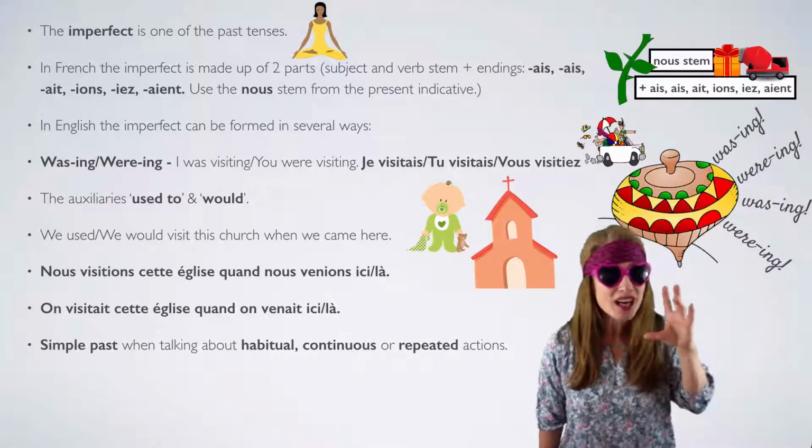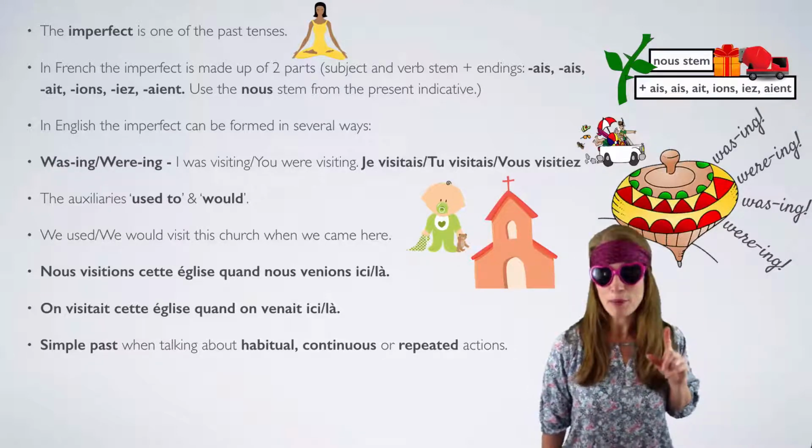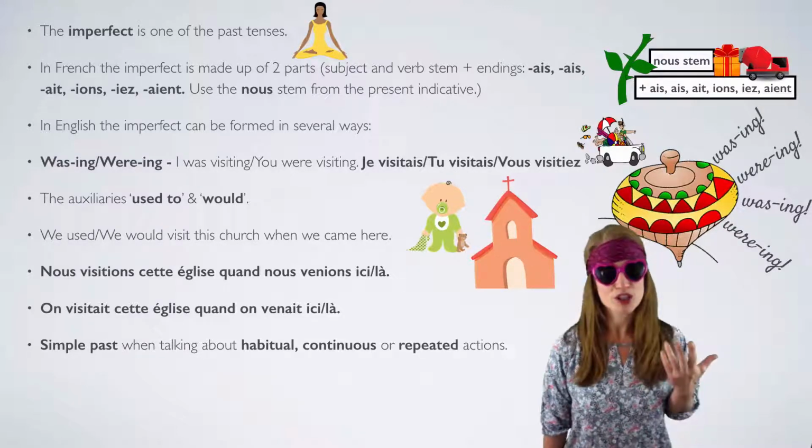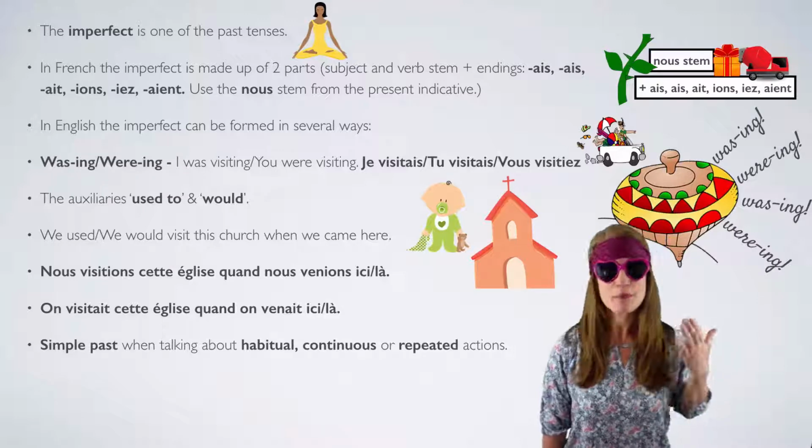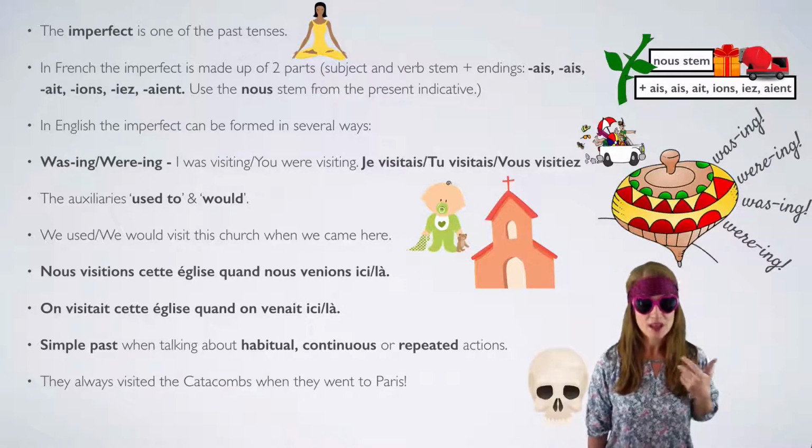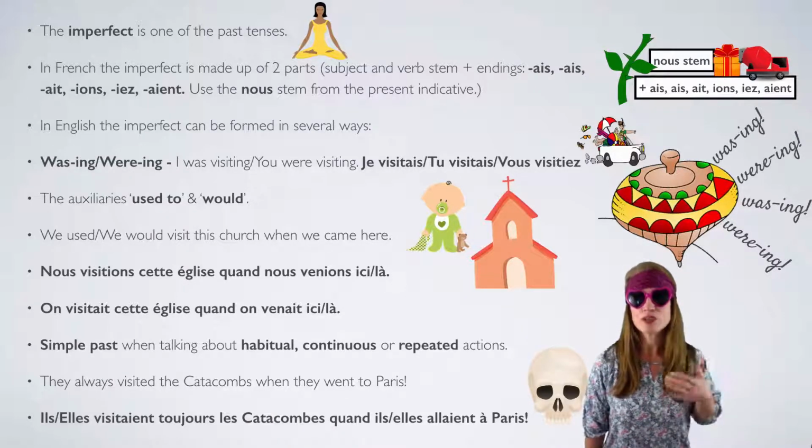In English, you can also use the simple past when talking about habitual, continuous or repeated actions. They always visited the catacombs when they went to Paris. Il ou elle visitait toujours les catacombes quand il ou elle allait à Paris.